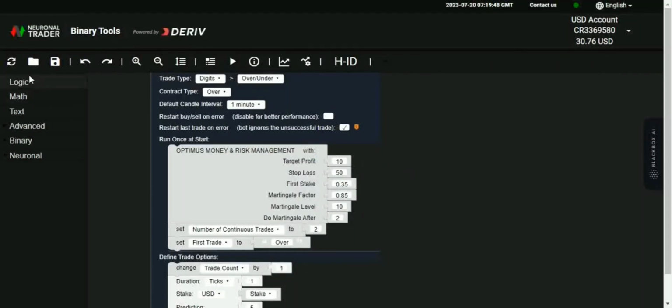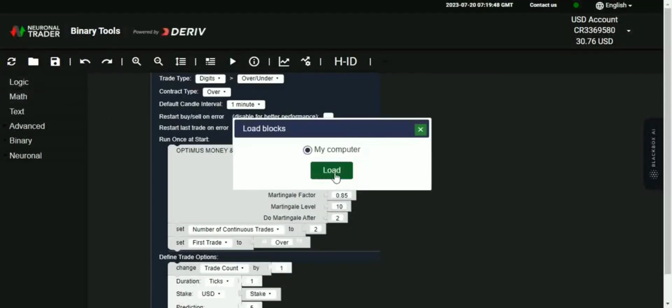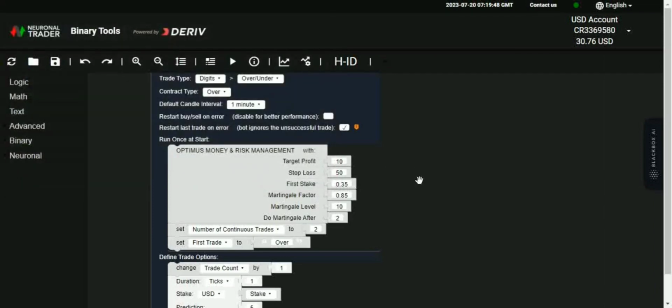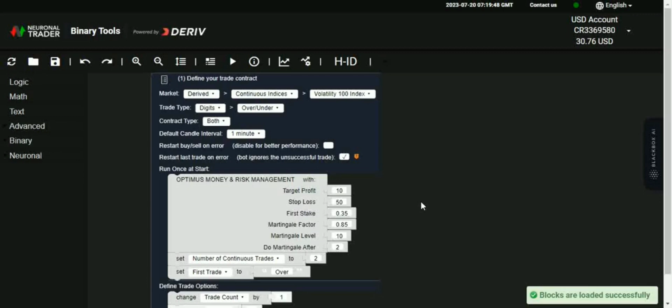Do a trade here with an over under bot that trades on over 5, under 5, but it's a zigzag bot. Meaning this is a bot, it's a zigzag bot, meaning it will trade on over and under, so it switches over under that way.